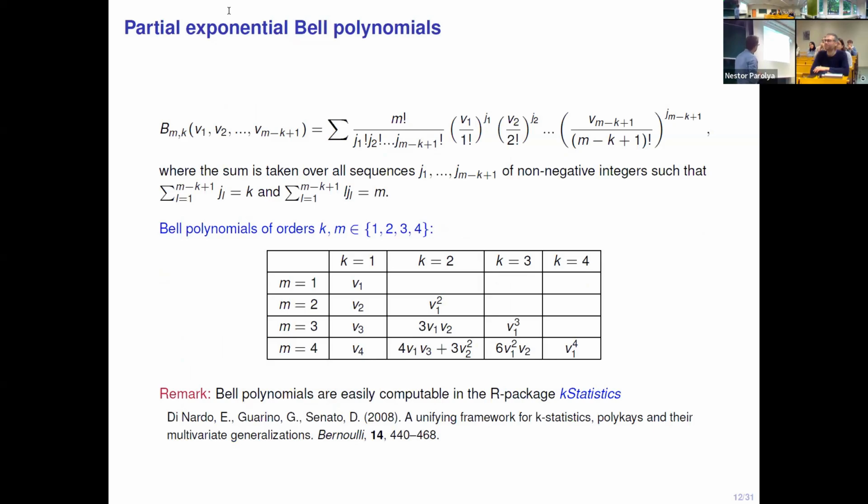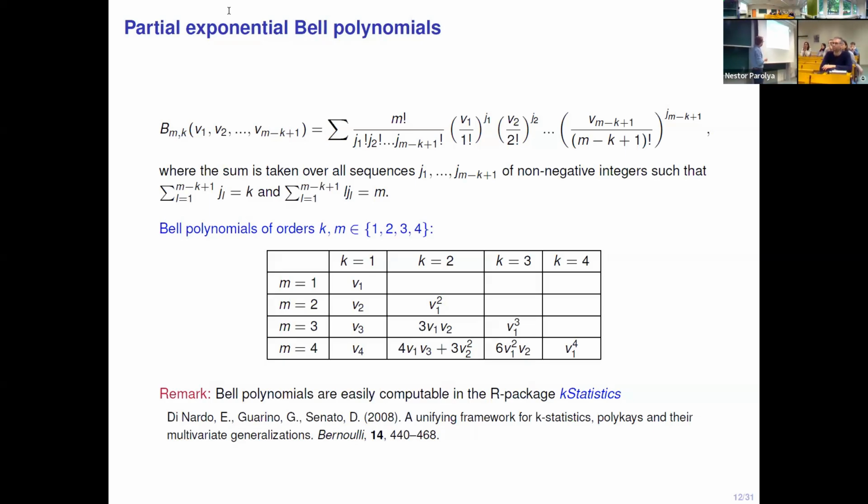But they look like that. Yeah, they are partial because you take a part. You take n minus k plus 1, a part, not the whole sequence. And this is the sum, basically. Looks a bit horrible, seems not easy to compute, but actually there is a very nice package in R called kStatistics, with a paper published in Bernoulli by Di Nardo et al. They showed how to compute these polynomials very fast and efficiently. So potentially you can compute anything with them as you wish.